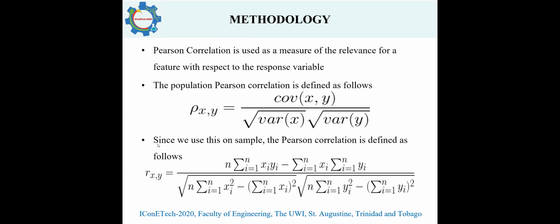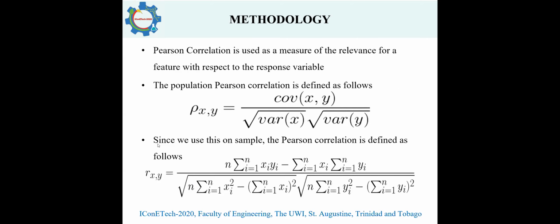So in our process, we use Pearson correlation as a measure of how important a feature is with respect to the response variable. It is defined as the covariance of the feature with respect to the response over the variances. This gives us an indication of how useful a feature is with respect to the response variable.